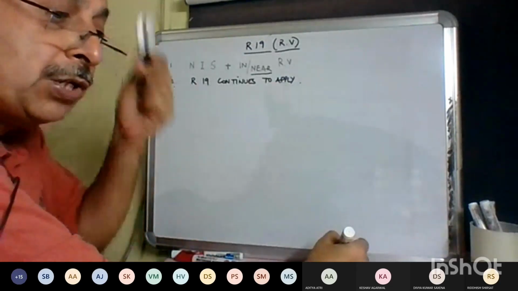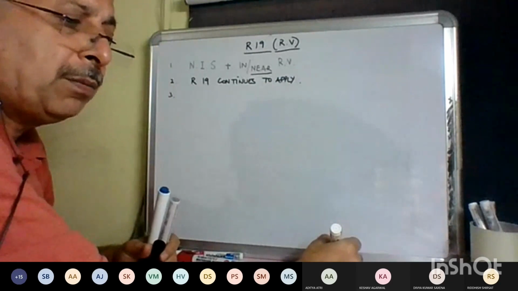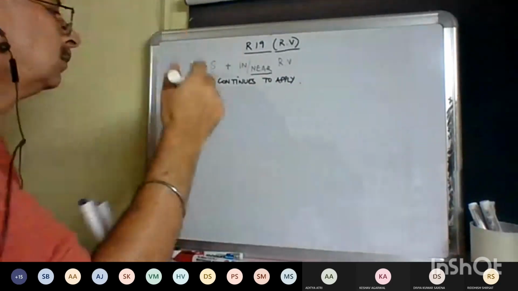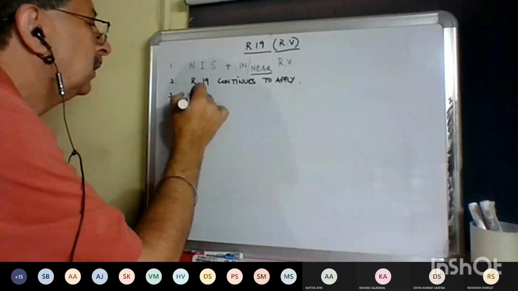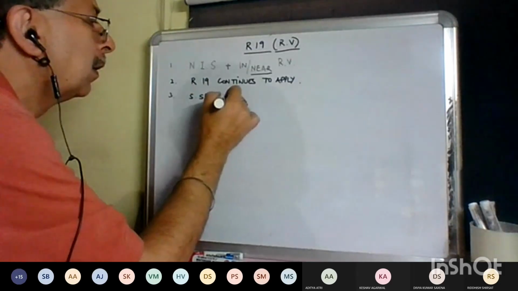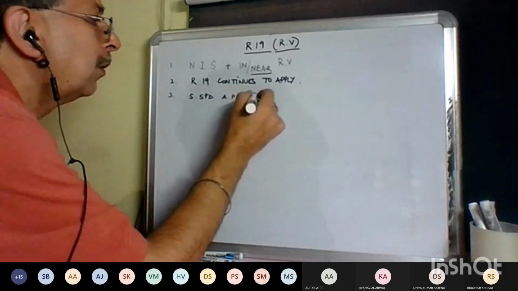All right. Every vessel shall proceed at a safe speed adapted to the prevailing circumstances and conditions of RV. That means the vessel shall proceed at a safe speed as per Rule 19.